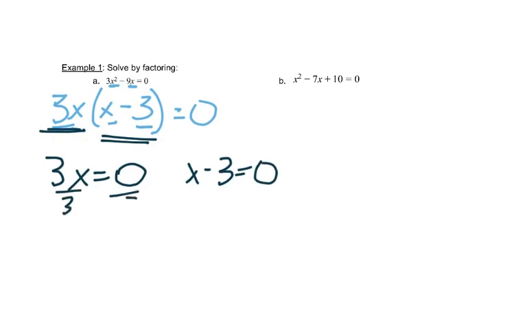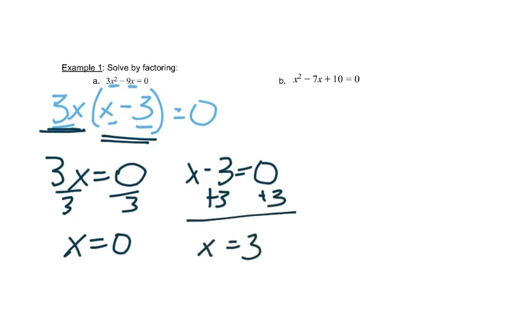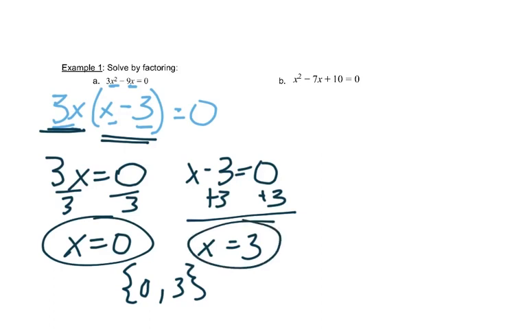So here we just divide both sides by 3 and we get x equals 0. And here we would add 3 to both sides, and we would get x equals 3. So there's two answers here. You could write them as a solution set, {0, 3}, or just x equals 0, x equals 3. Or sometimes we would write x equals 0, comma, 3. That just means, again, that x can be 0 or x can be 3.